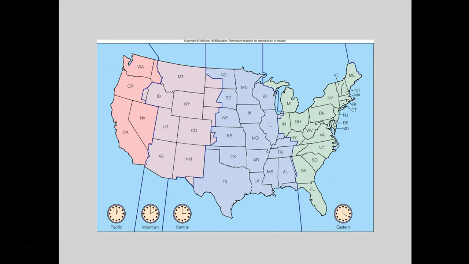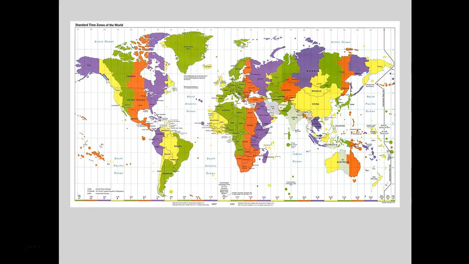I'm going to include this image in with your notes, but it's just an image of all the time zones in the world. It's just interesting to look at if you want to look at it closer.